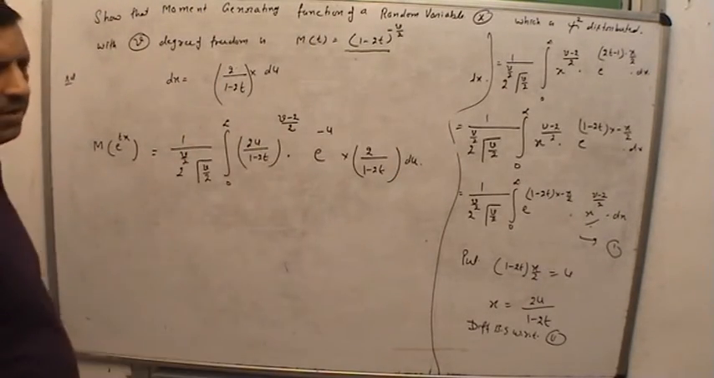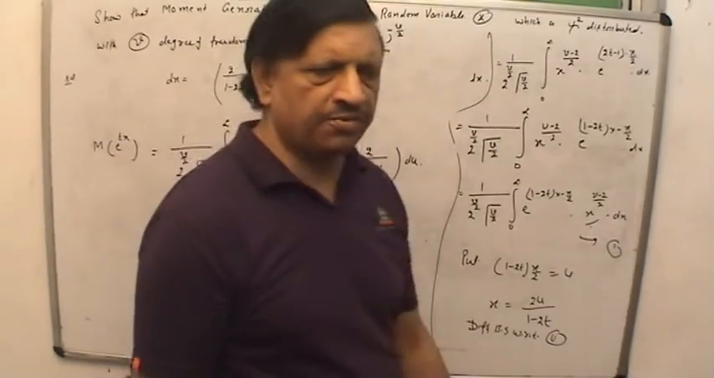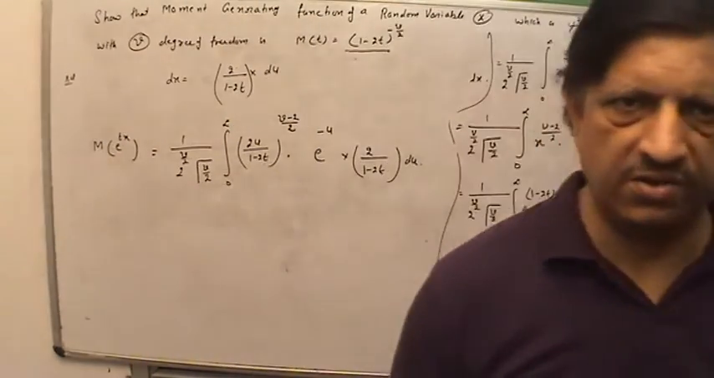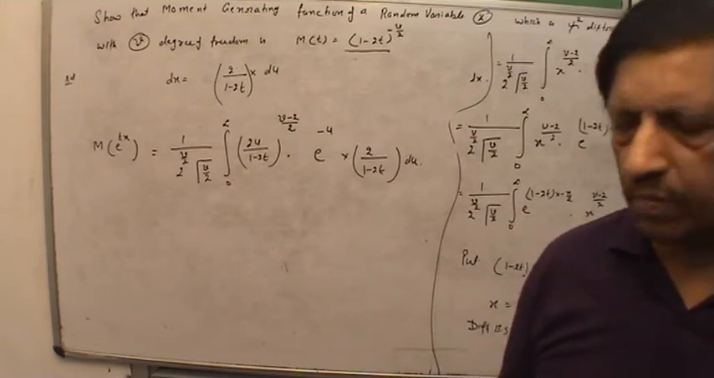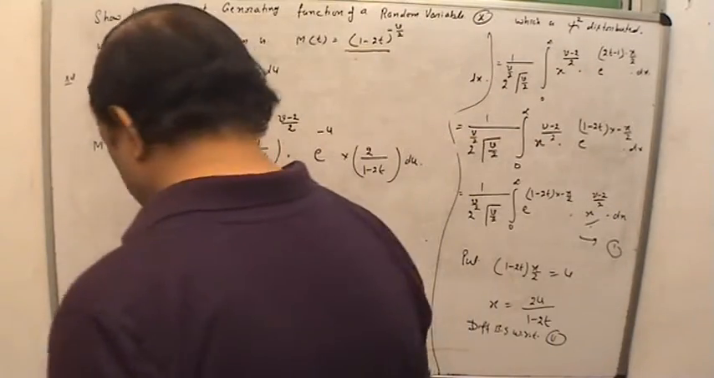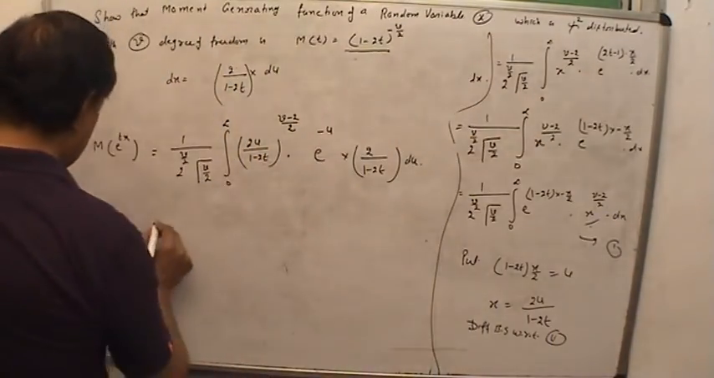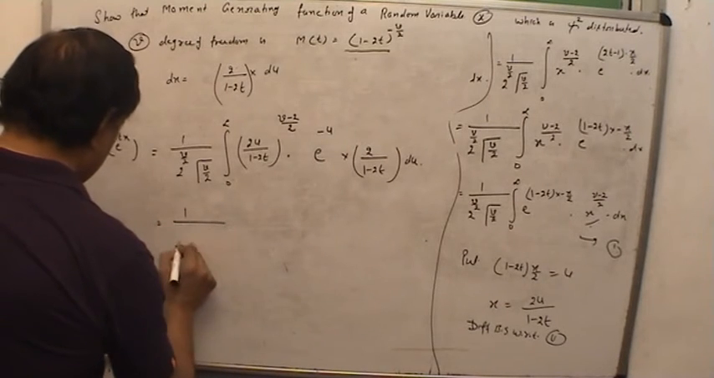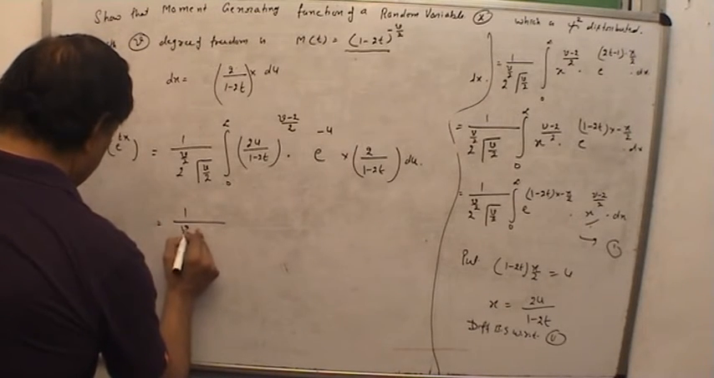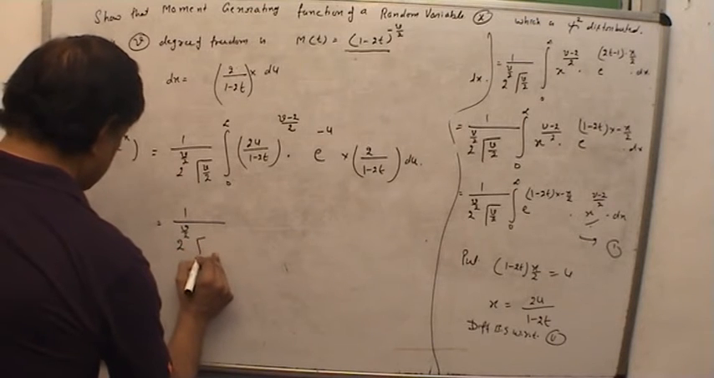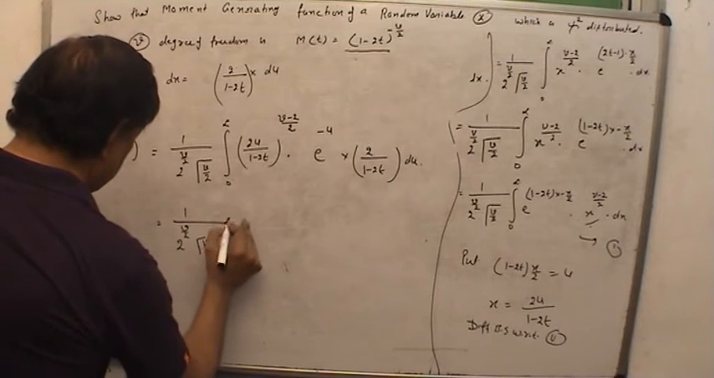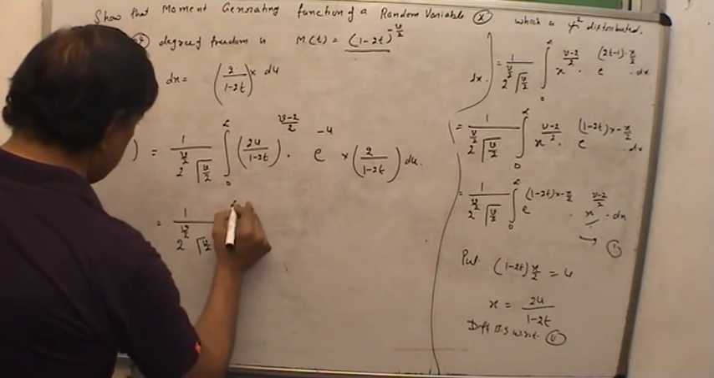There will be no effect on the limits. It is from 0 to infinity. If we change the limits, they will again come from 0 to infinity. That is equal to 1 upon 2 raised to the power v by 2 gamma function of v by 2, integration from 0 to infinity.